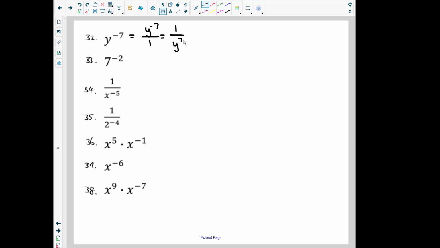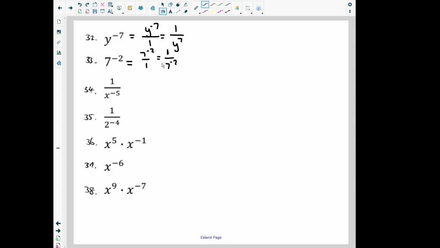It doesn't just become y to the 7th, which a lot of people put. That's a very common mistake. Okay, 7 to the negative 2, same thing. 7 to the negative 2 over 1. And then I'm going to leave a 1 at the top and move the 7 to the negative 2 to the bottom. Please note, I didn't really move this 1 to the top. It's just that there's a 1 always at the top. So this 1 is still here.